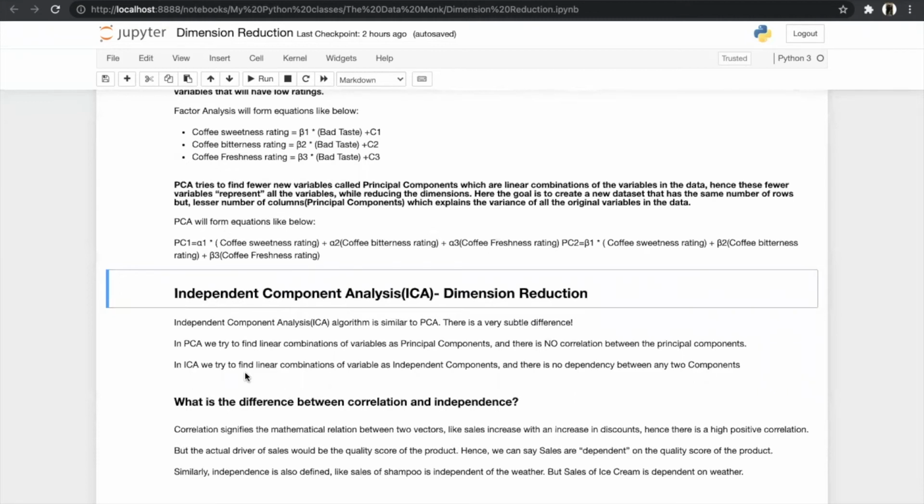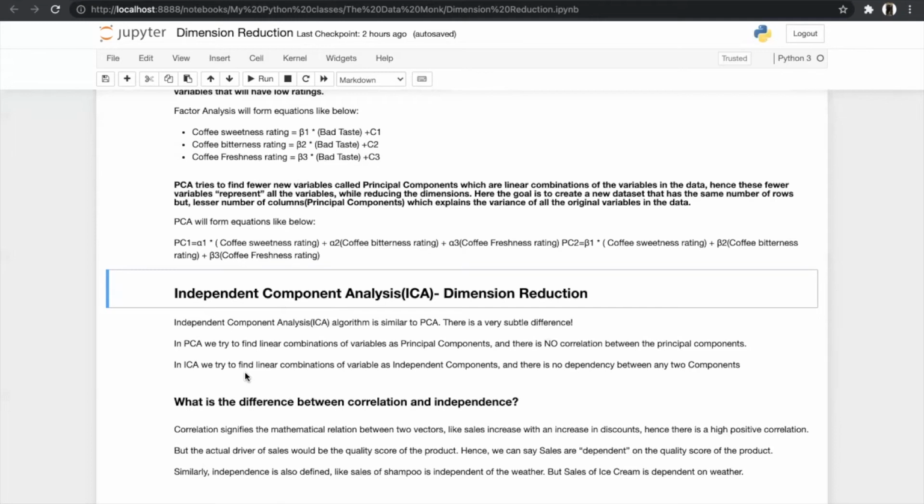So now you should be wondering what we mean by correlation and independence. Correlation signifies the mathematical relation between two vectors, like sales increase with an increase in discount and hence there is a high positive correlation. But the actual driver of sales would be the quality score of the product. Hence, we can say that sales are dependent on the quality score of the product. Similarly, independence is also defined like sale of shampoo is independent of the weather, but sale of ice cream is dependent on the weather.